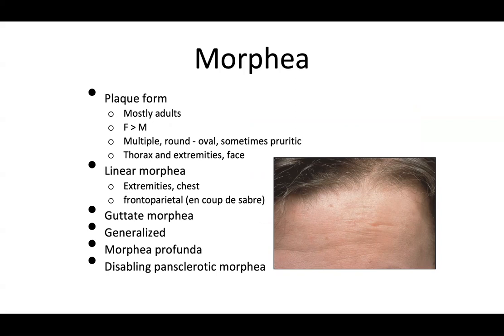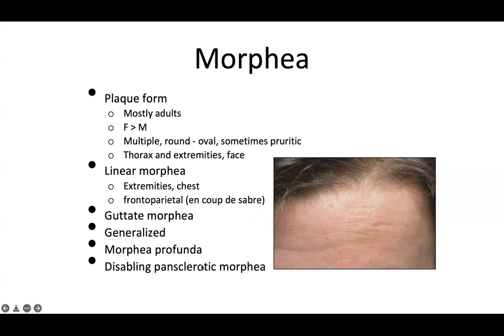You can see multiple round oval, sometimes pruritic plaques that can exist on the trunk and extremities as well as the face. Linear morphea can occur mainly on the extremities and on the chest, but also in the frontal parietal region. That's called en coup de sabre. Guttate morphea, generalized morphea, morphea profunda, and disabling pansclerotic morphea are also other forms that you may see.